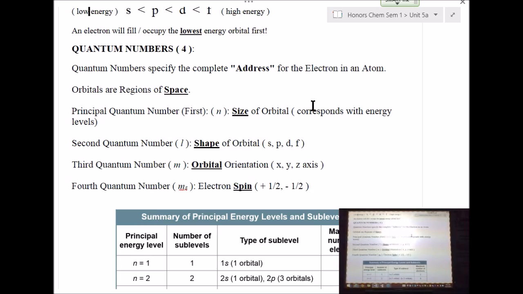Now, that's the thing with the spin, and that's why we can only have 2 electrons, because as one's spinning, it generates a certain magnetic field, whether north, up, south, down, and vice versa for the other one. So those are our 4 quantum numbers.